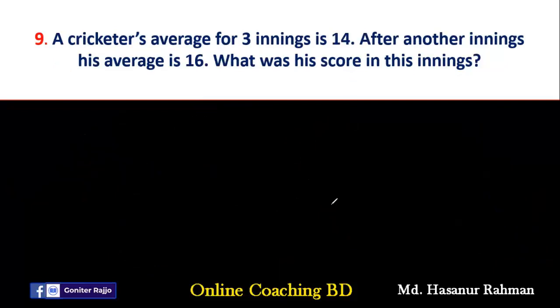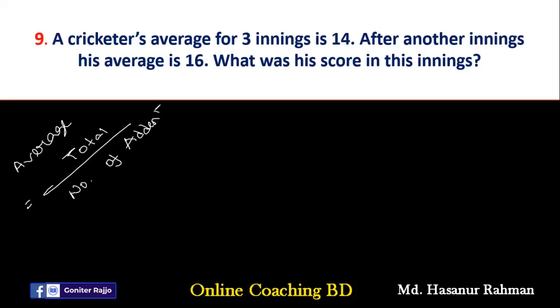Now number 9 says a cricketer's average for 3 innings is 14. After another innings, his average is 16. What was his score in this innings? Very simple problem. We know that average equal to total divided by number of innings.